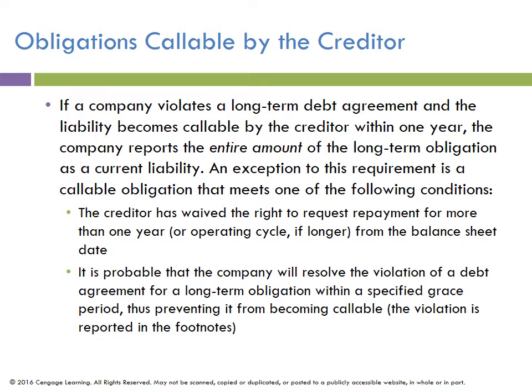If you broke a rule in your loan contract, and part of the punishment is that you have to pay the entire loan off, then yeah, you should record that as a current liability. There is an exception. The exception to this requirement is a callable obligation that meets one of the following conditions. The creditor has waived the right to request repayment for more than a year. So they're going to make you pay it, but you don't have to do it over the next year. Or it's probable that the company will resolve the violation of a debt agreement, and so it won't be callable, basically.